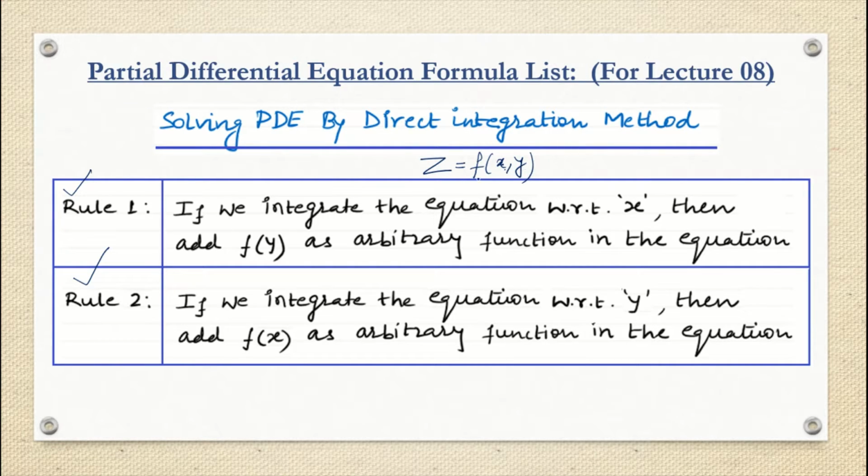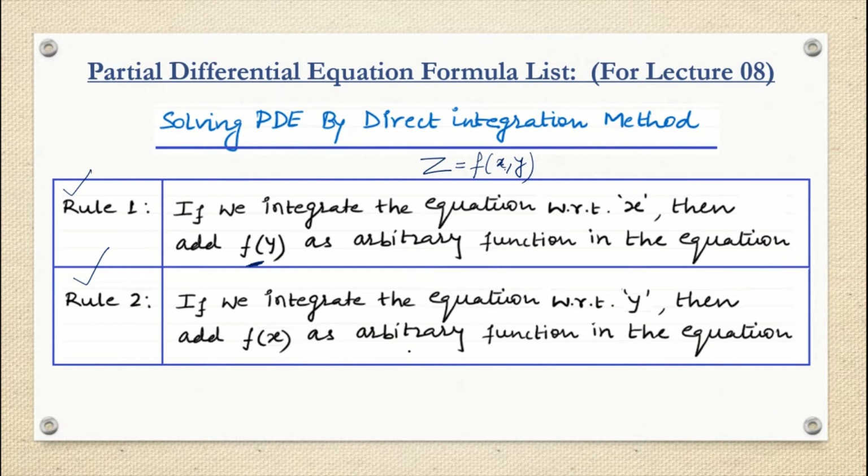So if we integrate the equation with respect to x only, then we will add f(y) as an arbitrary function in the equation. Okay, this is rule number one. Rule number two is, if we integrate the equation with respect to y, then we will add f(x) as an arbitrary function in the equation.